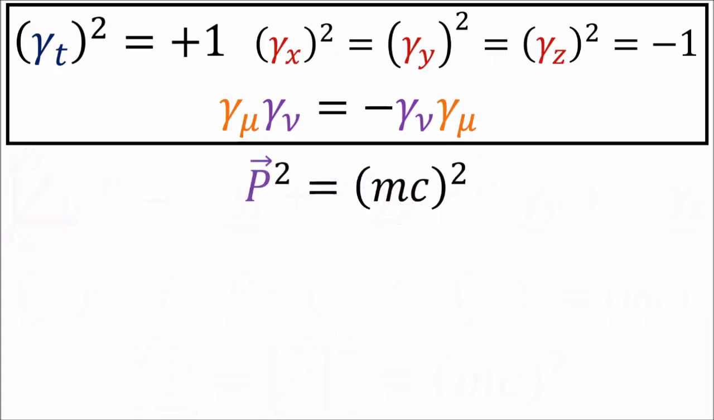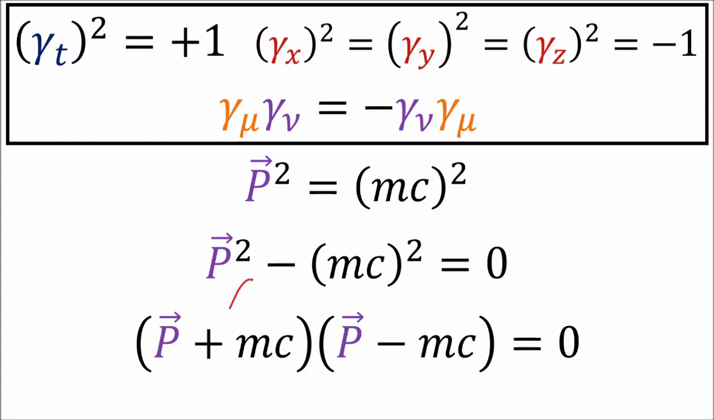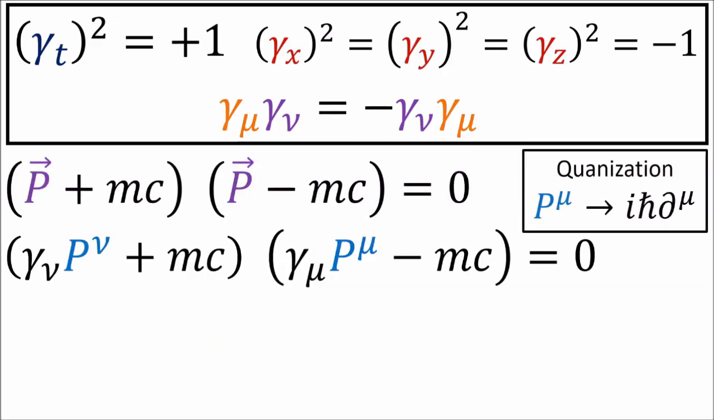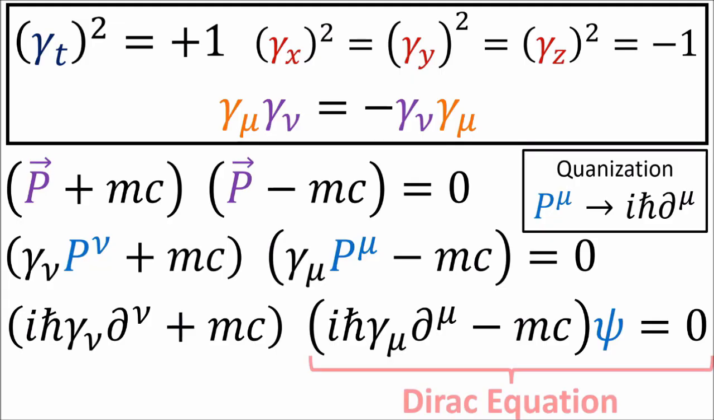If we put all the terms on one side, as seen with the Klein-Gordon equation, then factoring it as a difference of squares is also trivial. We just get p plus mc times p minus mc. Applying the quantization rules, we get a factored version of the Klein-Gordon equation. If we take the second portion of this equation and set it to 0, we get the Dirac equation.